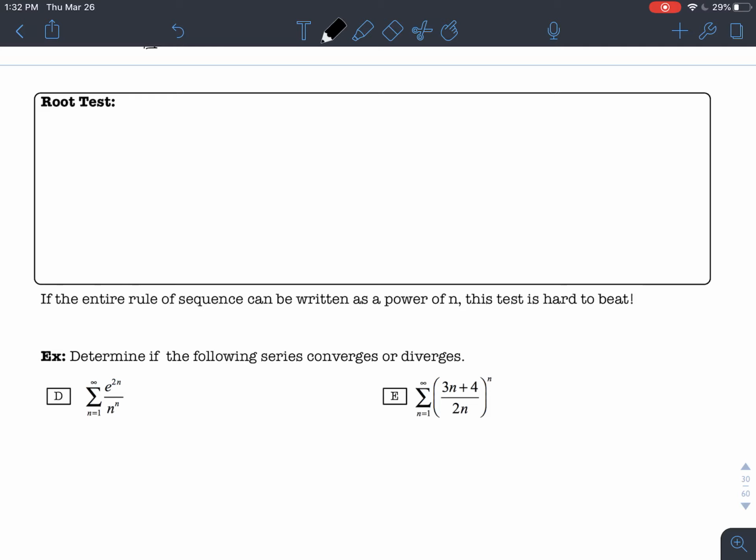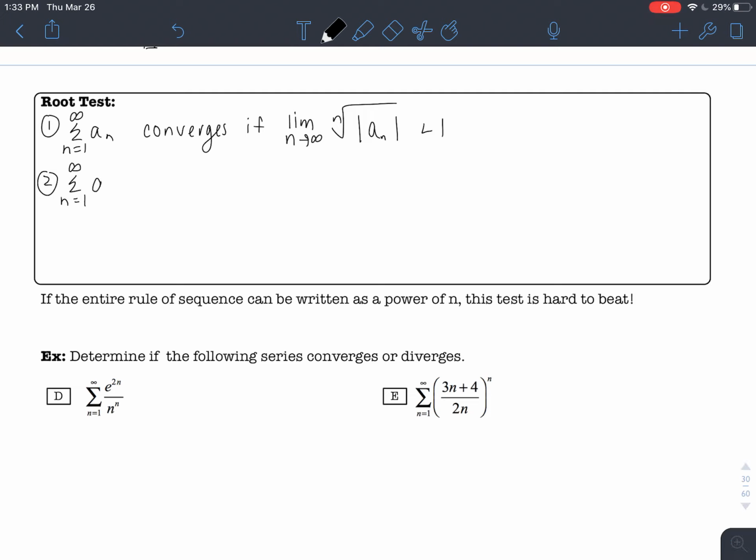Okay, so this is the last type of convergence test that we are going to cover for series and sequences. This is called the root test. Just like the ratio test, there are three different cases. The first case says that our infinite series from 1 to infinity of some sequence a of n converges if the limit as n goes to infinity of the nth root of the absolute value of the sequence is less than 1.